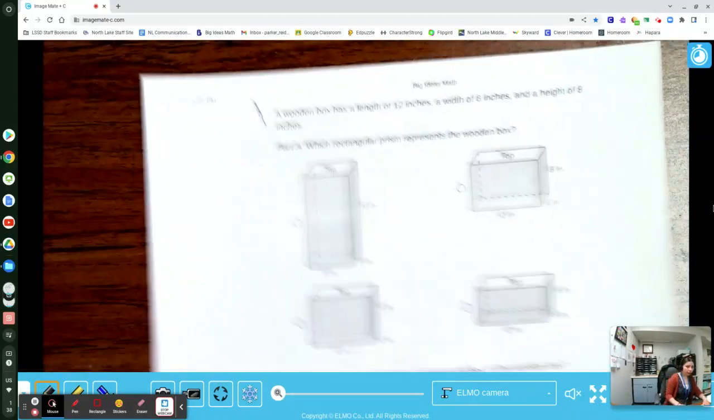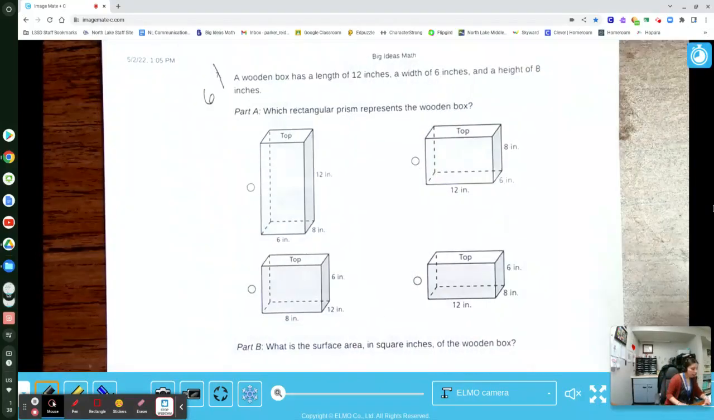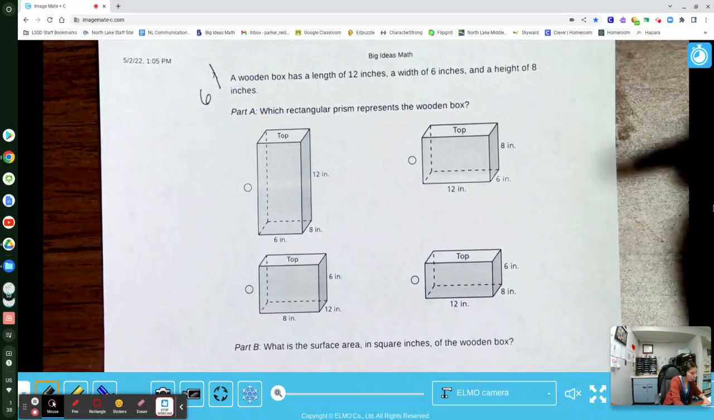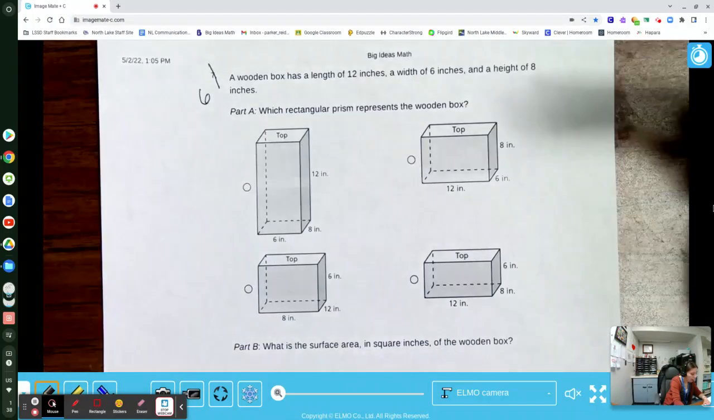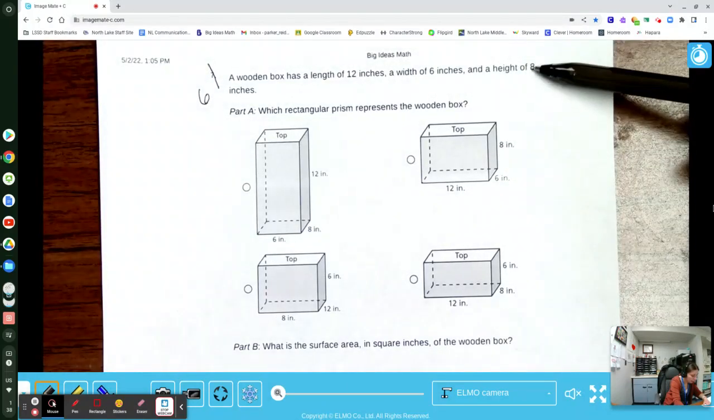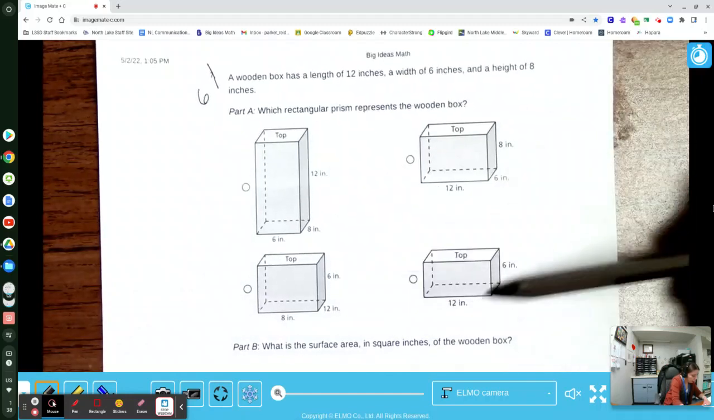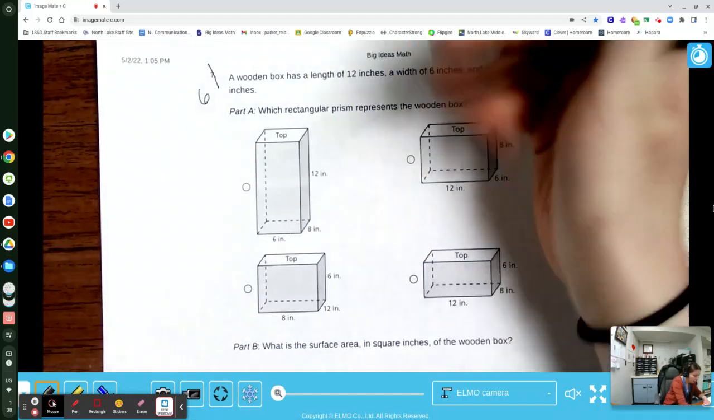Okay, number 6. A wooden box has a length of 12 inches, a width of 6 inches, and a height of 8 inches. Which rectangular prism represents the wooden box? Well, the one I'm going to focus on is that height means 8 inches. Height is 8 inches, and height is how tall it is. The only one that's showing the height being 8 inches is this one.